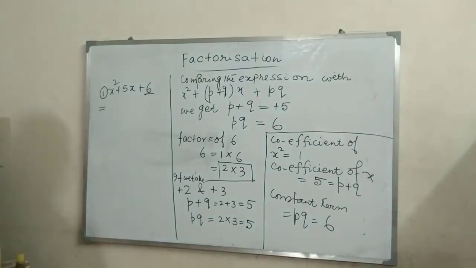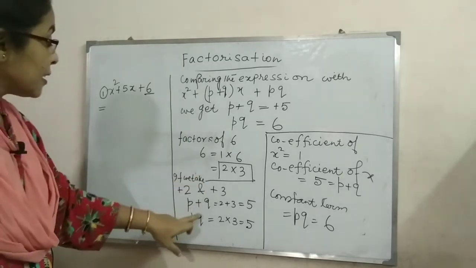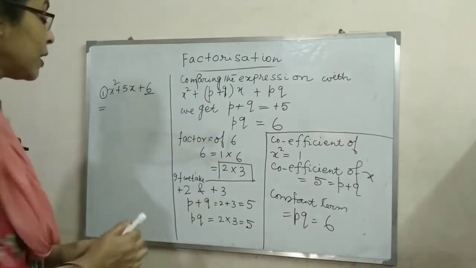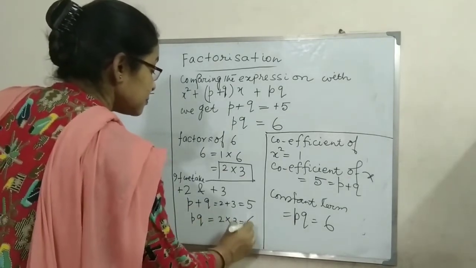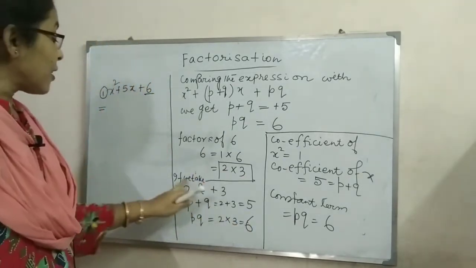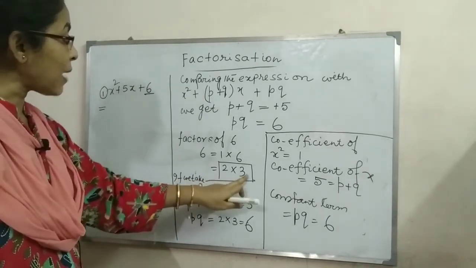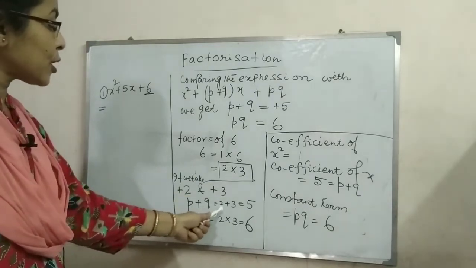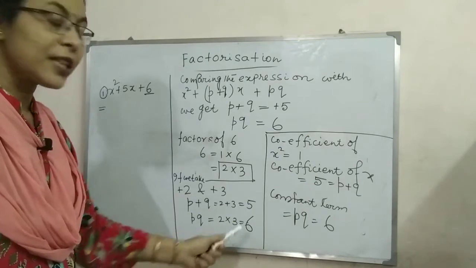Here the factors depend on the choice of terms. Which terms? Here p plus q equal to 5 and pq equal to 6. If we take plus 2 and plus 3, I will get p plus q equal to 2 plus 3 equal to 5 and pq equal to 3 into 2, that is 6.